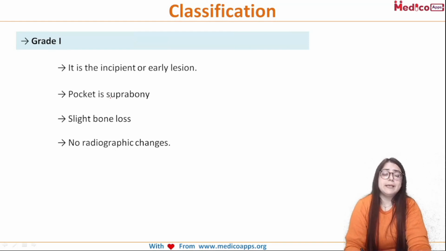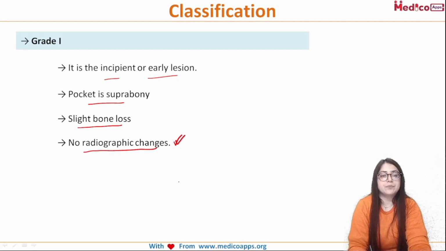Grade 1, basically it is divided into 4 grades. In grade 1, what you can see is the incipient or early lesion. The pocket is suprabony. There is slight bone loss, right? And no radiographic changes are there. So this is grade 1 of furcation involvement.